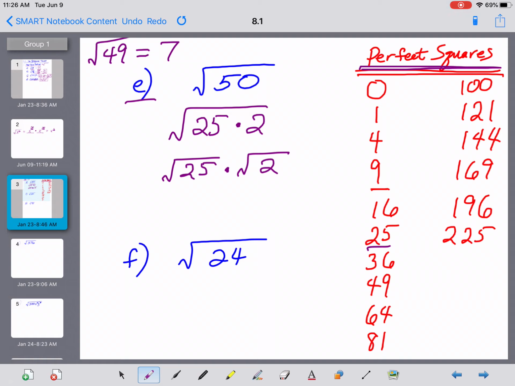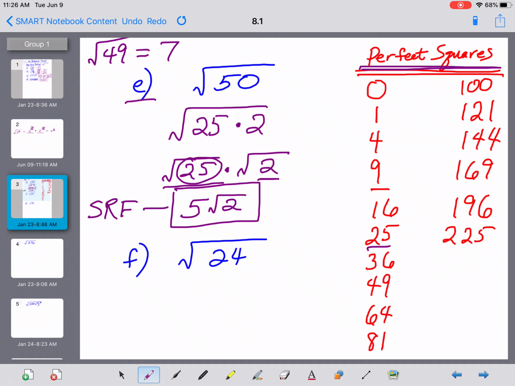Now, since 25 is a perfect square, we can go ahead and evaluate this. The square root of 25 is 5. 2, however, is not a perfect square. So there's not anything that we can do to simplify that. So the square root of 2 just comes along for the ride. And this, everybody, is in what we call simple radical form, SRF. 5 root 2 is the answer to E. That's what the square root of 50 is equal to.